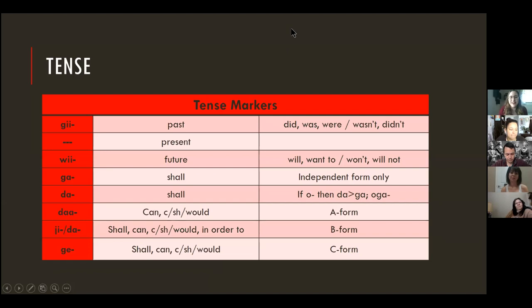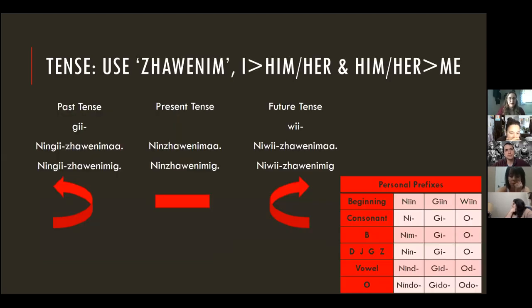All right, so I'm just going to go over tense a little bit in terms of using it with VTAs. A lot of VTAs also use ga with them, but we're just focusing on gi and we today. So jawanam, using jawanam with the I to him or her. Okay, so ningi jawanama, I loved him or her, past tense. Ni jawanama, I love him or her now. Nui jawanama, I want to or I will love him or her.